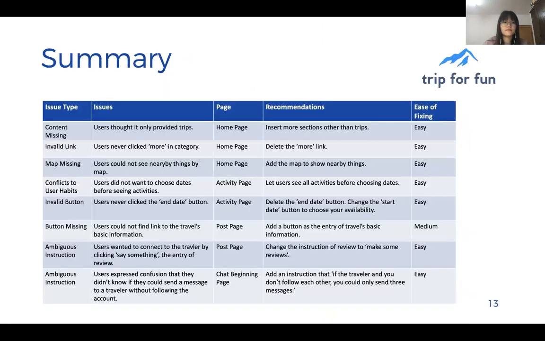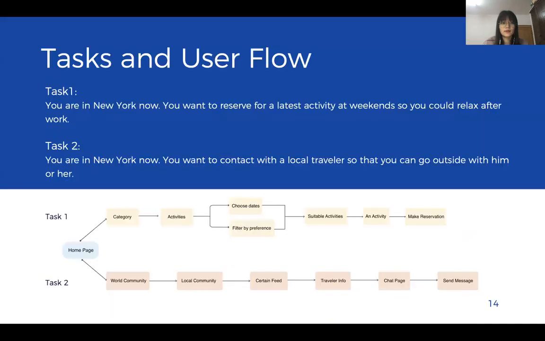Here is a summary of all issues that I have found in the pages and recommendations. You can also see the ease of fixing here. And here are 2 tasks. First, you are in New York now. You want to reserve a latest activity at weekends so you could relax from work. The second, you are in New York now. You want to contact a local traveler so that you can go outside with him or her next time.